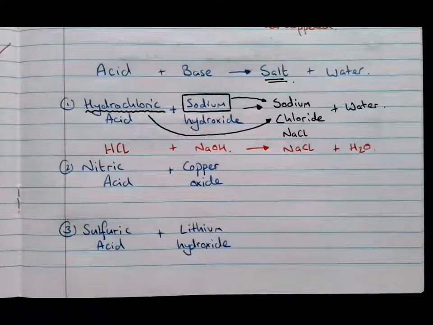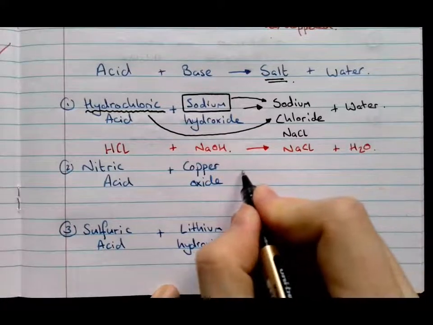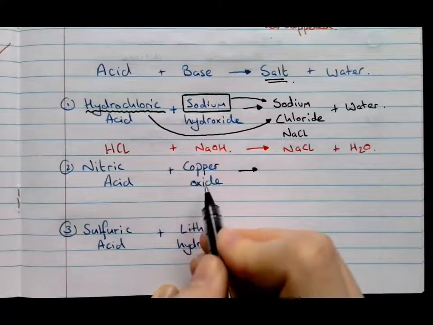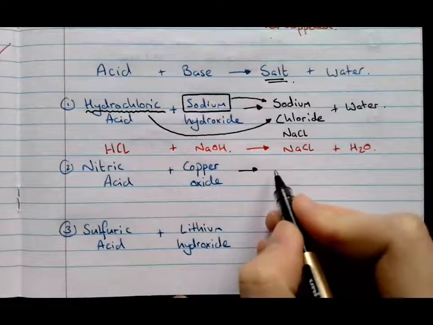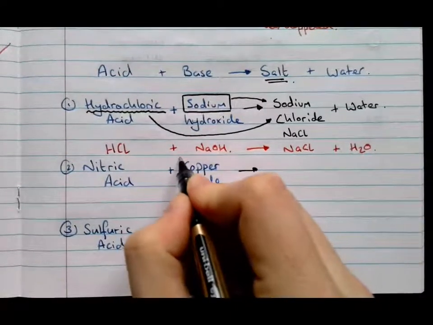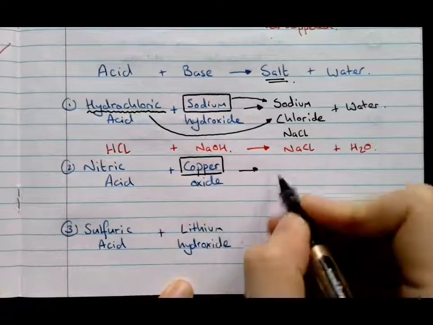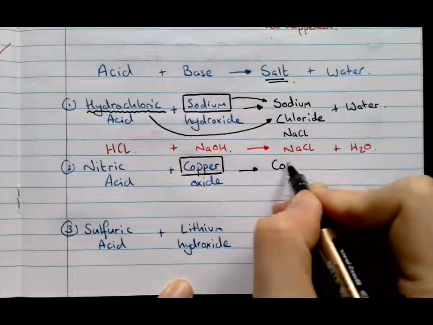Let's do a second example. So my second one is nitric acid plus copper oxide. Now we're going to name the salt in exactly the same way. So we take the name of the metal from the base, and that tells us the first part, so that's copper.